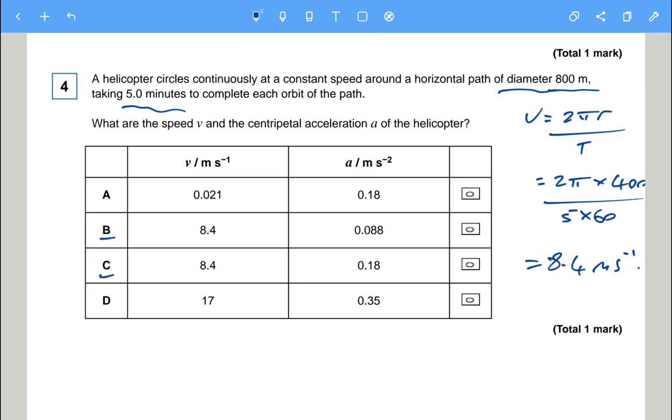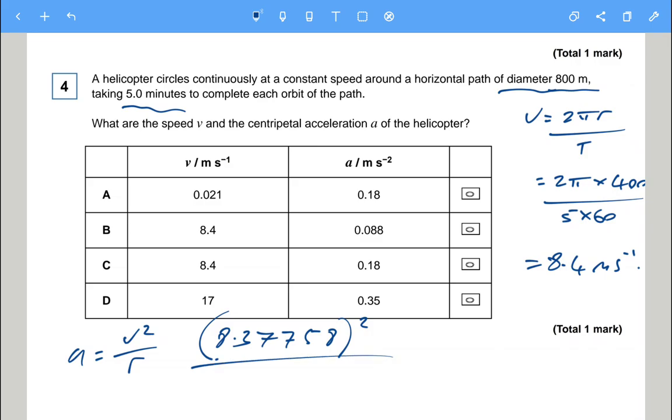So that leaves us with B or C. So obviously what we need to do is establish what the acceleration is. Now the acceleration equation is v squared over r. So if you do the 8.37, which should still be in your calculator, 8.37758, etc. Let's square that quantity, and then let's divide it by the radius, again, which is 400. So if you pop that in your calculator, we get 0.175, which obviously rounds to 0.18 meters per second squared, which gives us the C. So let's have a look at the next one.